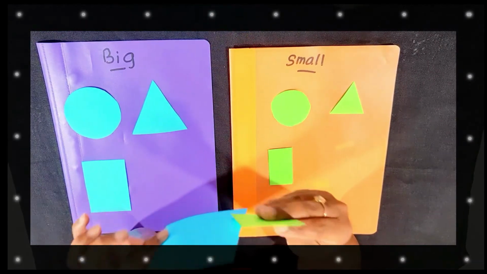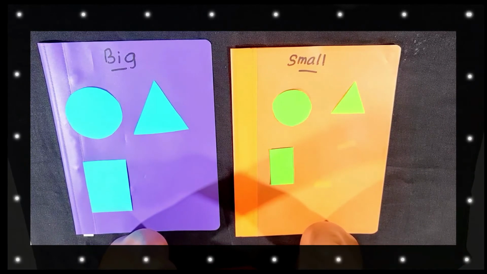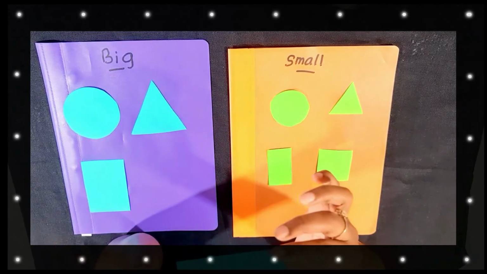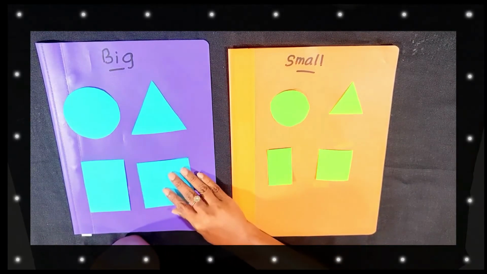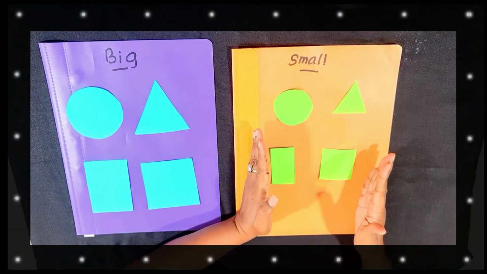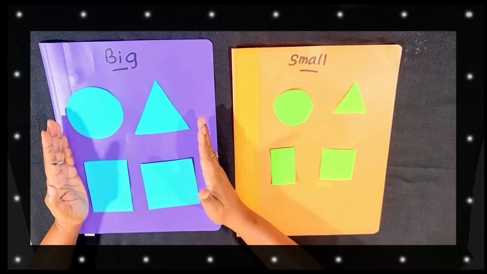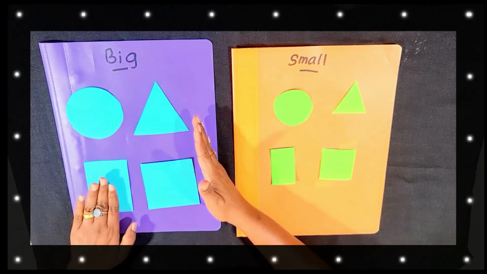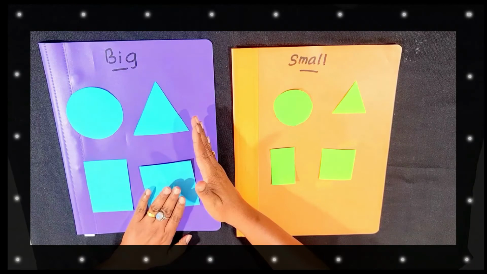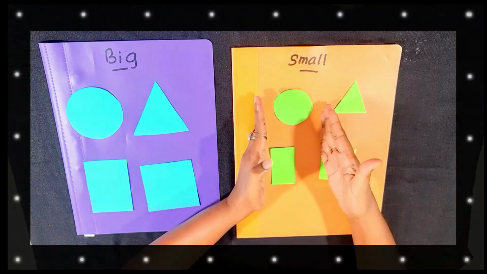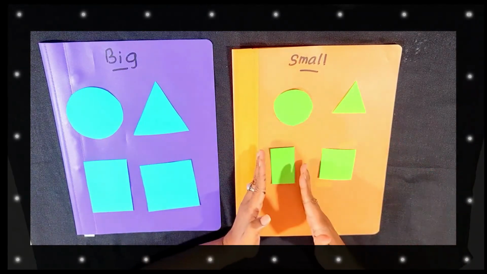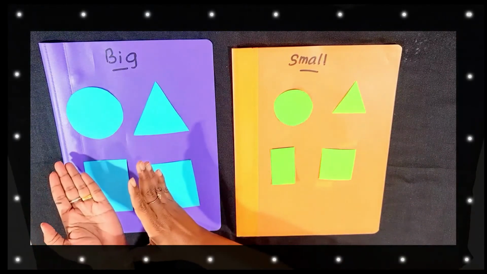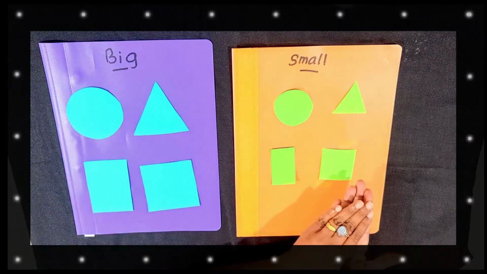And the remaining two squares. I'll keep the small square here and the big square here. Comparing to these, these shapes are bigger. This circle, triangle, rectangle and square bigger than this circle, triangle, rectangle and square. So, big shapes, small shapes.